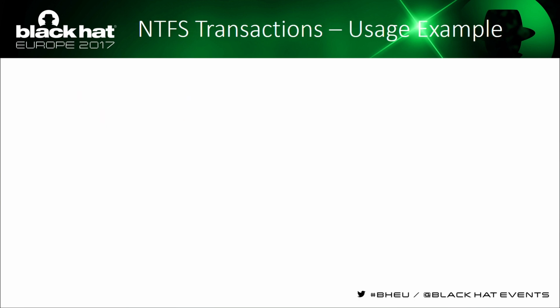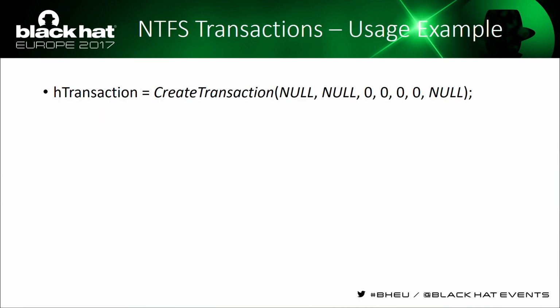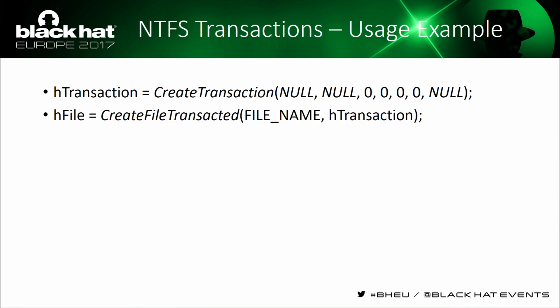Let's see an example of how you can use transactions. So we create a transaction, we create a file inside the transaction, we write to the file, and we close the file handle. For example, if it was a new file which did not exist before the transaction was created, and at this point you try to find this file from another process, you will not see it because the file is created only inside the transaction.